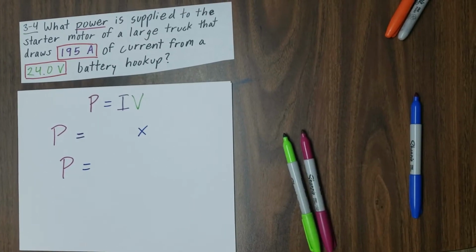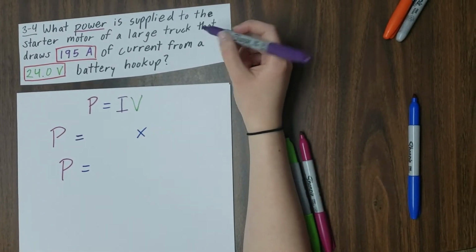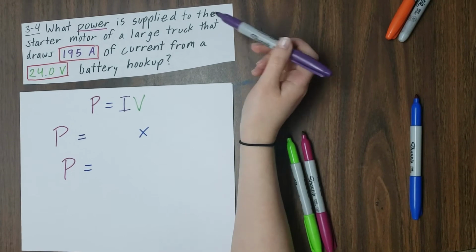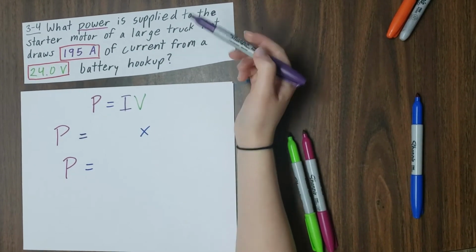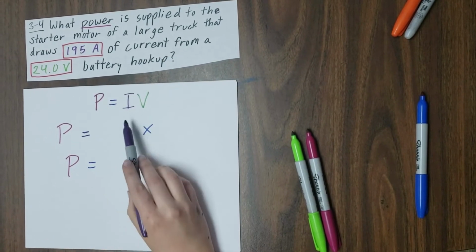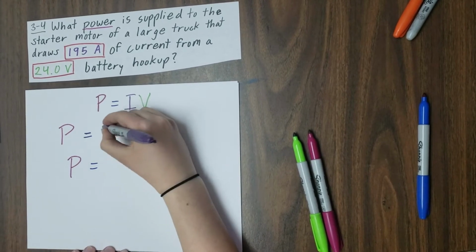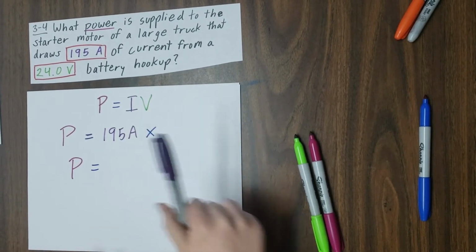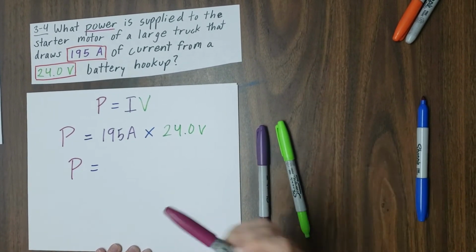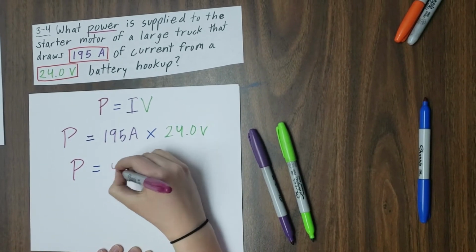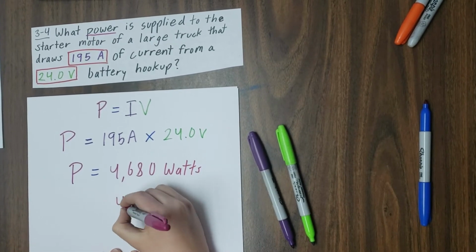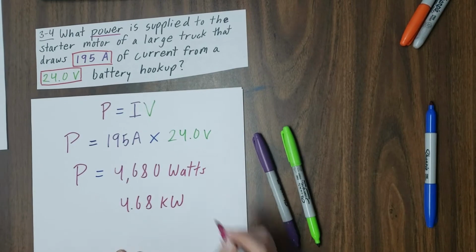In this example problem from our homework 3, problem 4, it states what power is supplied to the starter motor of a large truck that draws 195 amps of current from a 24-volt battery hookup. So in this case, we just simply use the equation P equals IV, power equals current times voltage, and we get that the power is equal to the 195 amps times the 24 volts, and that equals 4,680 watts, which is also equivalent to 4.68 kilowatts.